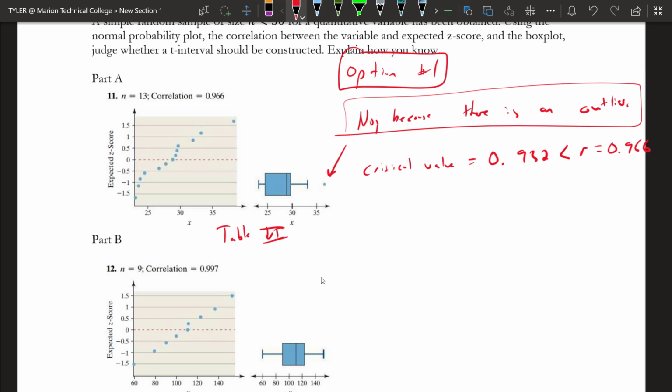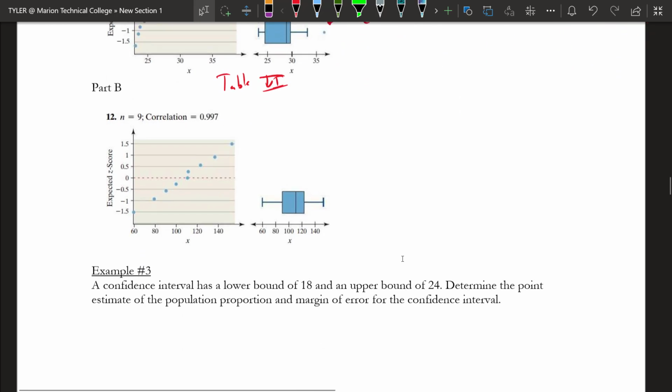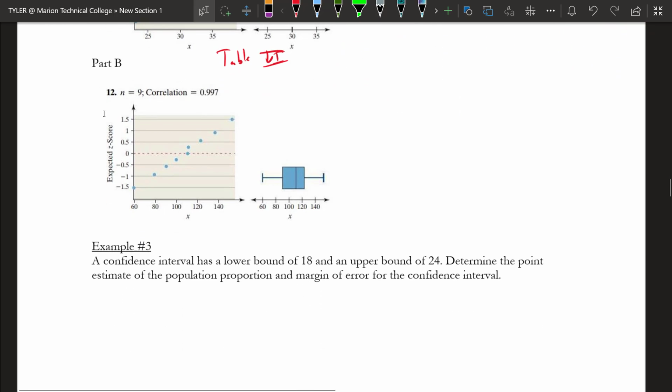So you could immediately look at the box plot, see there's an outlier, and know that we can't use the t distribution, right? So like if I look at number 12, looking at the box plot, there are no outliers.